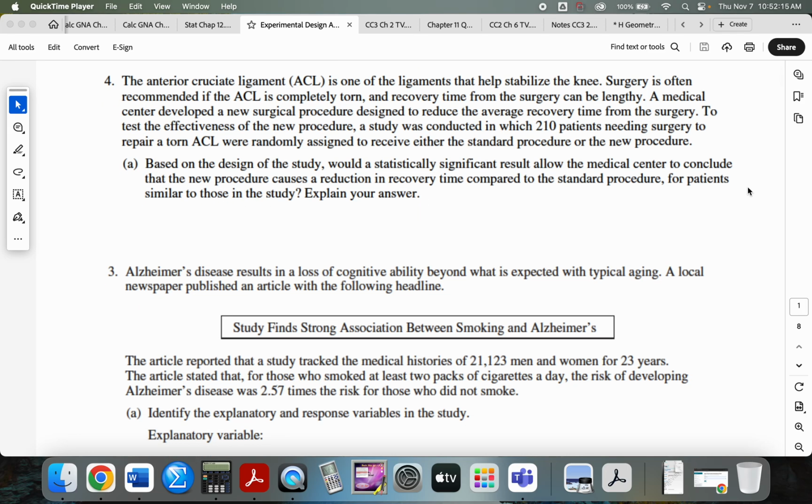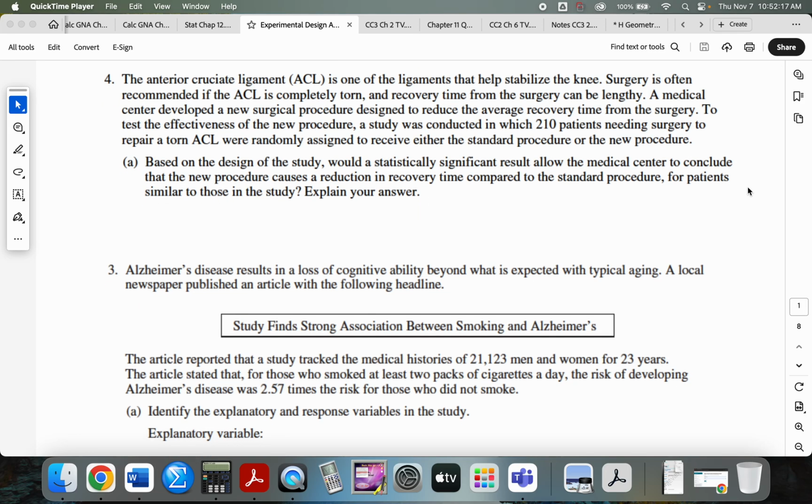These are all free response questions or parts of, like number 4, the first one is just the first part. All right. So the anterior cruciate ligament, ACL, is one of the ligaments that helps stabilize the knee. Surgery is often recommended if the ACL is completely torn, and recovery from the surgery can be lengthy.